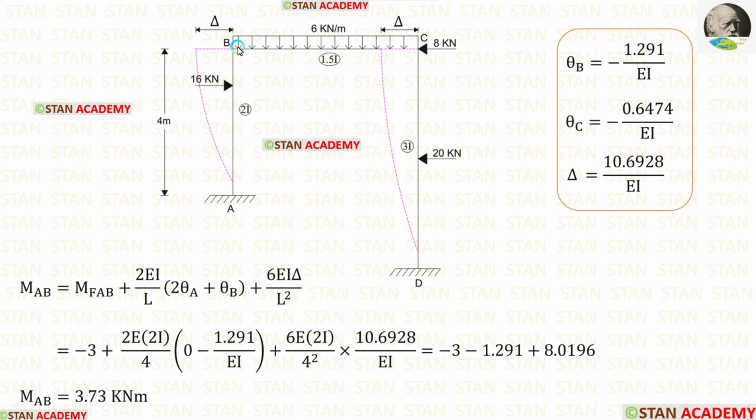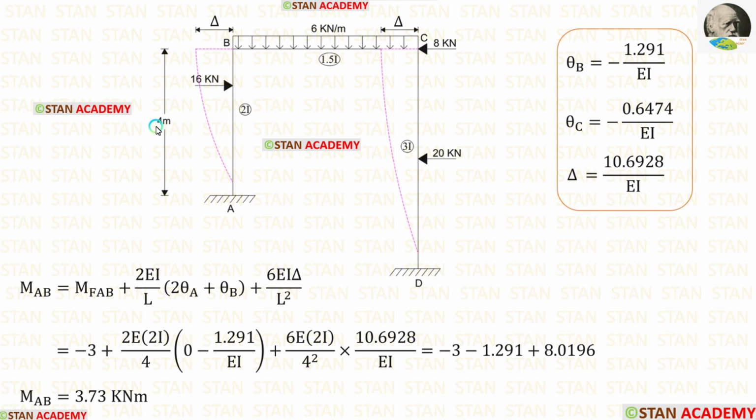Now let us make the slope deflection equations in the column AB. First, let us make for MAB. Since the column AB is subjected to sway, we have to add the sway moment with the equation. Since the sway occurs towards the left side, the sway moment will be positive. In the equation, let us apply the fixed end moment.